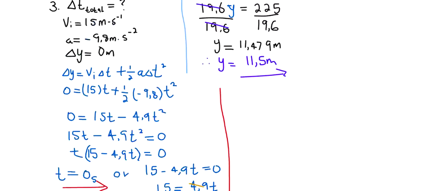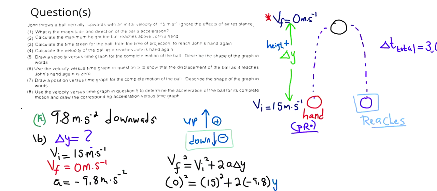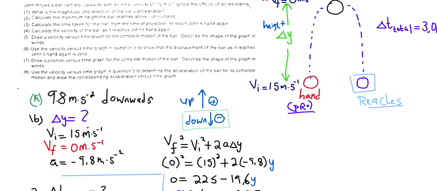Myself, I'm done. Let's see, number 3, we're done. Number 4, calculate the velocity of the ball as it reaches John's hand again. So they want us to calculate the velocity of the ball as it reaches John's hand again. I'm going to only utilize this space. So here we are on number 4.